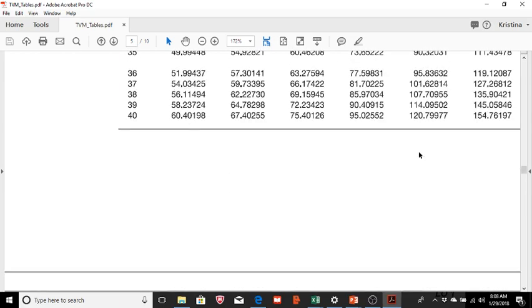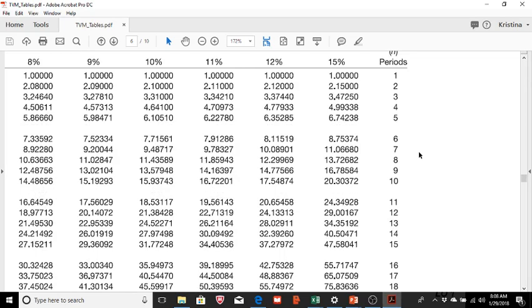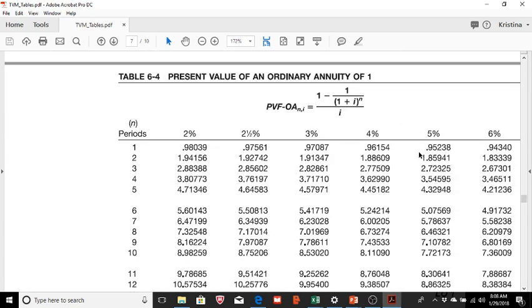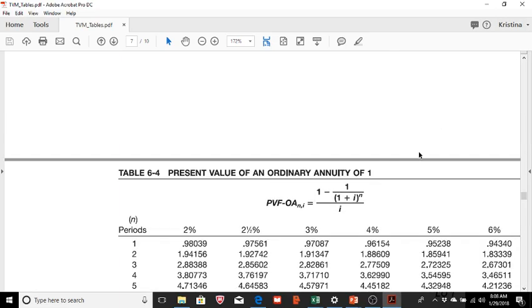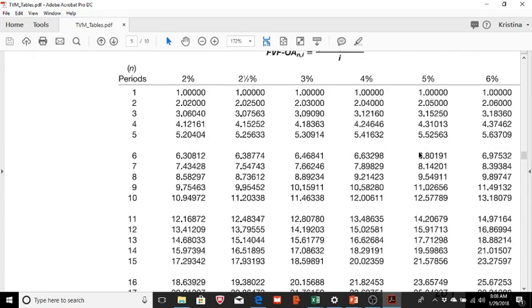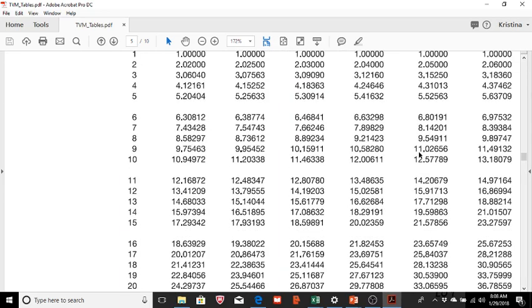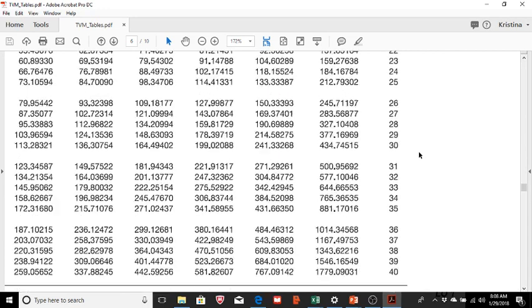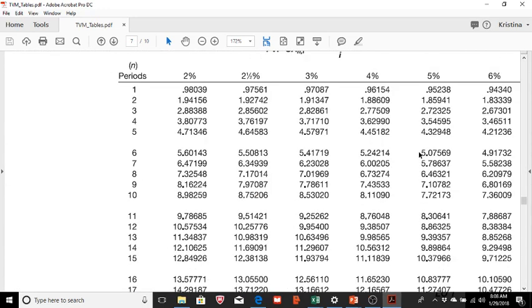Oh, wait, these are present value of an annuity due. I apologize. With the annuity due, we back it off by 1. These are future value, present value. And here we go. Here's the present value of an ordinary annuity.